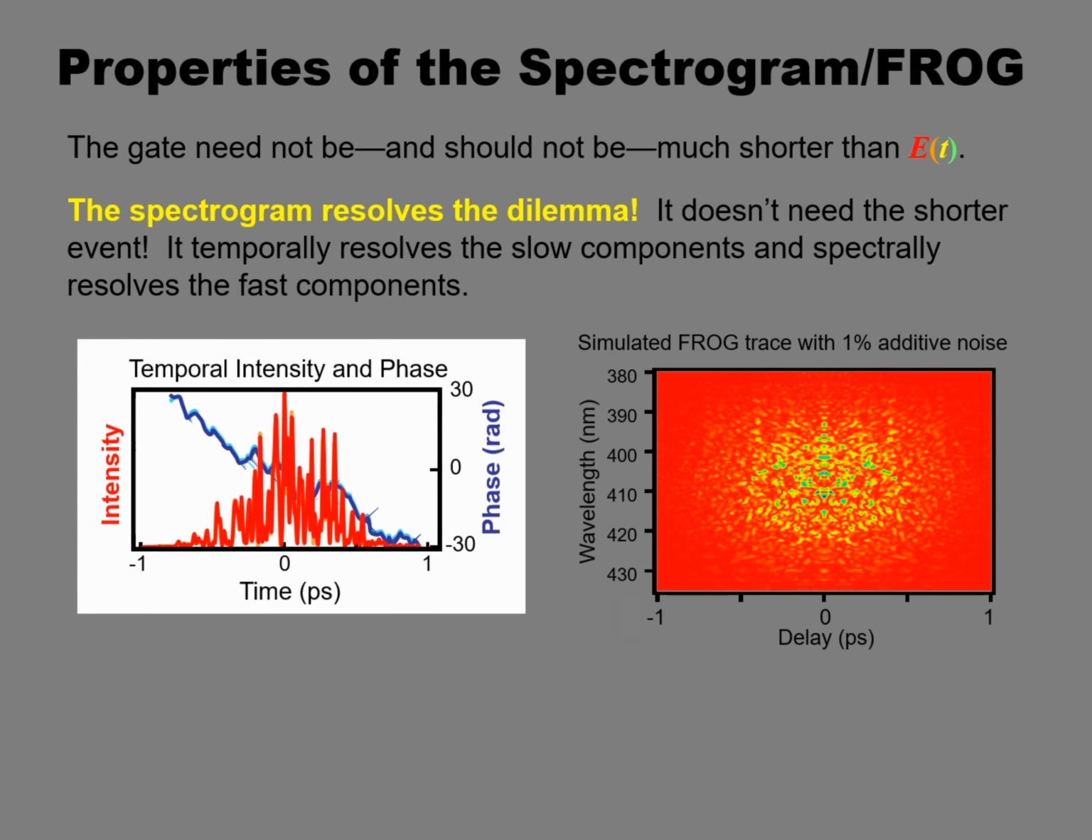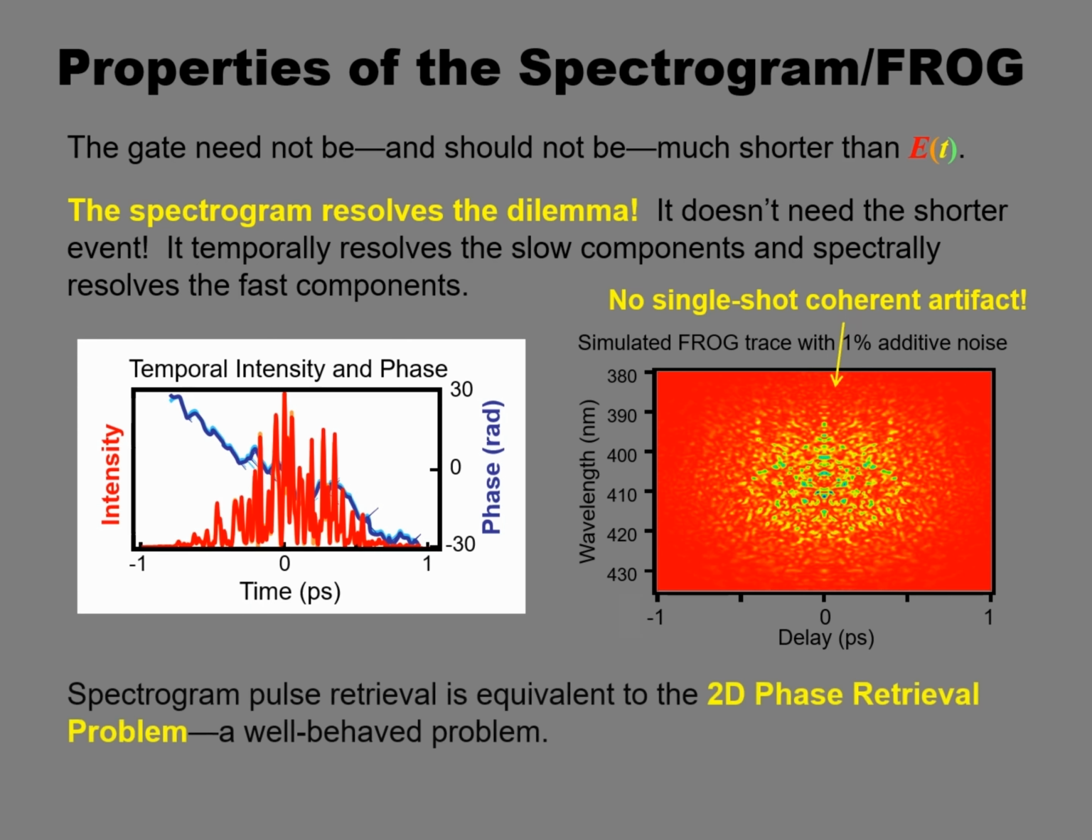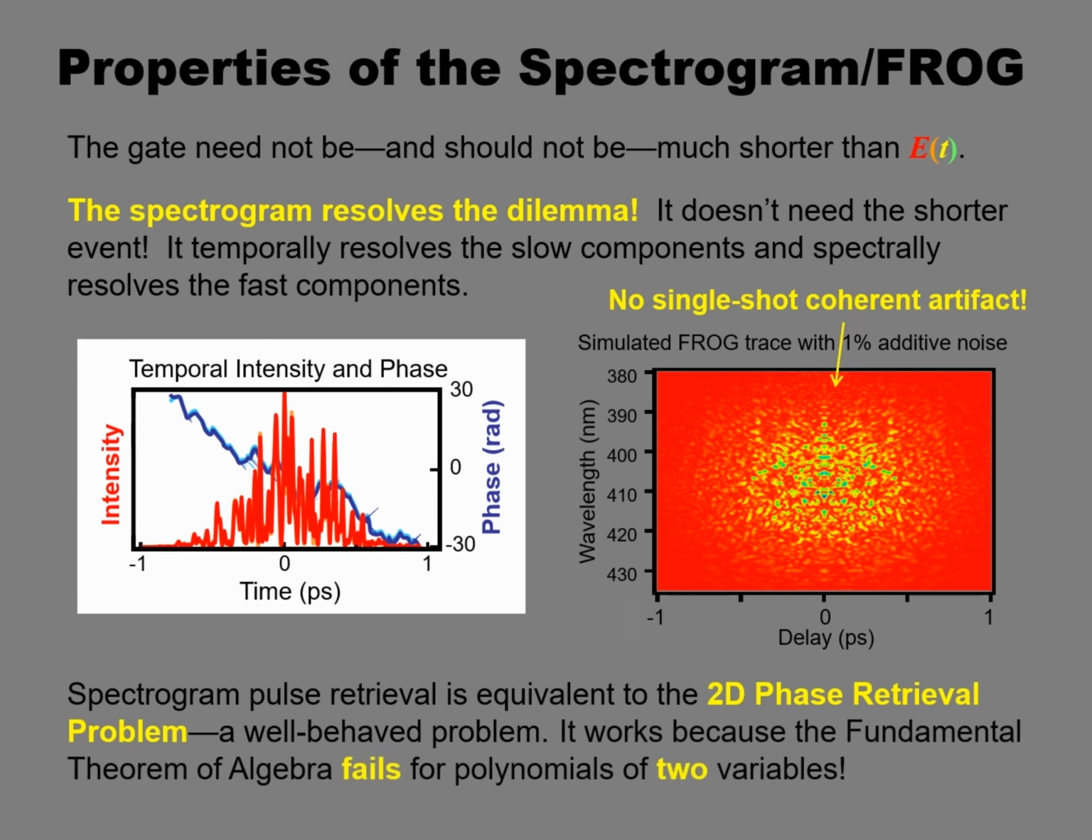Here's a very complex pulse and its FROG trace. The first point to make is that there's no coherent artifact. Also, the FROG trace is appropriately complex, so information about the pulse isn't lost as in autocorrelation. It turns out that for spectrograms, pulse retrieval is equivalent to the two-dimensional phase retrieval problem, which, unlike the 1D phase retrieval problem, happens to be a very well-behaved problem that can be solved easily. Now recall that phase retrieval and the fundamental theorem of algebra are actually related. Well, 2D phase retrieval works because the fundamental theorem of algebra actually fails for polynomials of two variables.